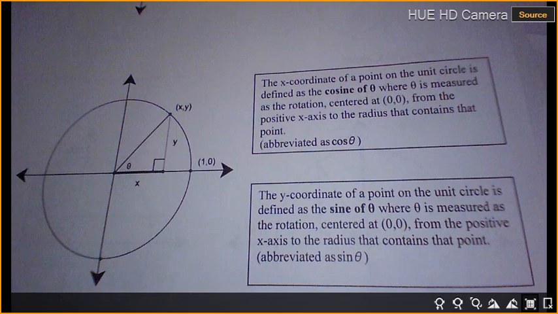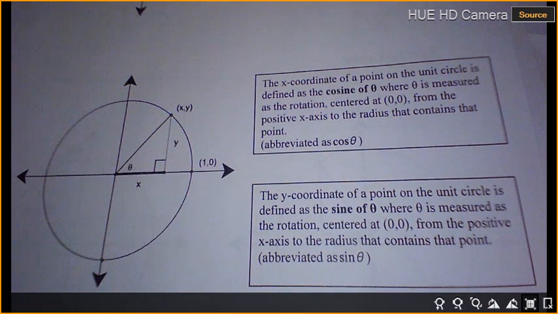The y-coordinate of a point on a unit circle is defined as the sine of theta, where theta is measured as the rotation centered at (0, 0) from the positive x-axis to the radius that contains that point, abbreviated as sine theta.